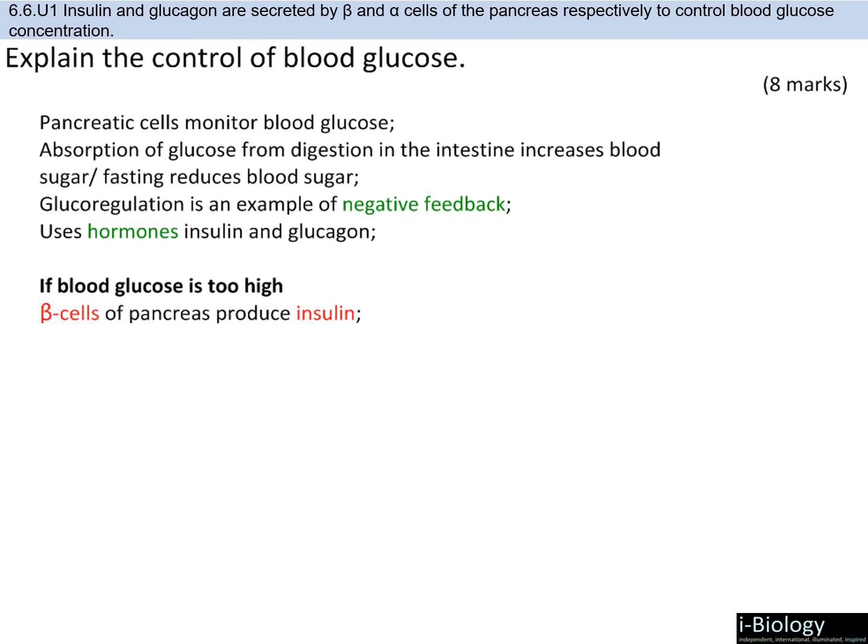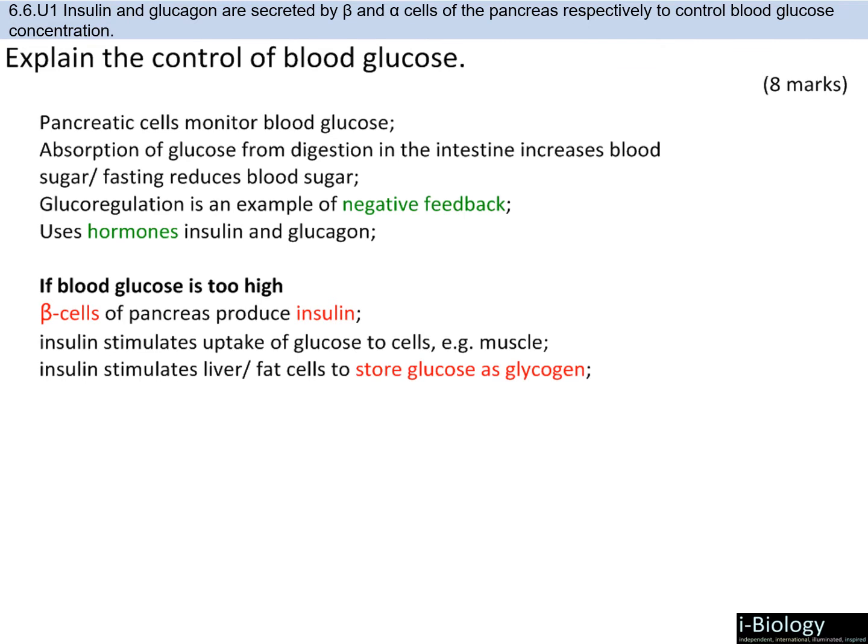So if it's too high, the beta cells are going to release insulin. Insulin stimulates the uptake of glucose by the muscle cells and the fat cells and the liver cells. This also triggers them to store glucose as glycogen. And so ultimately this leads to a decrease in the blood glucose levels.